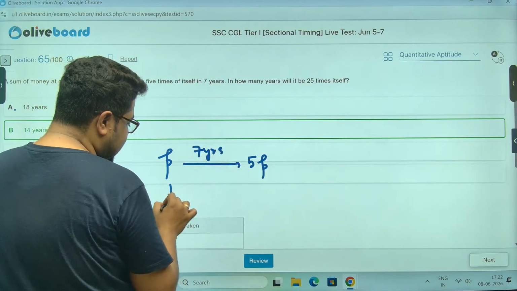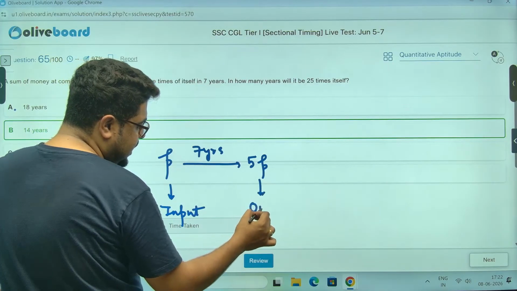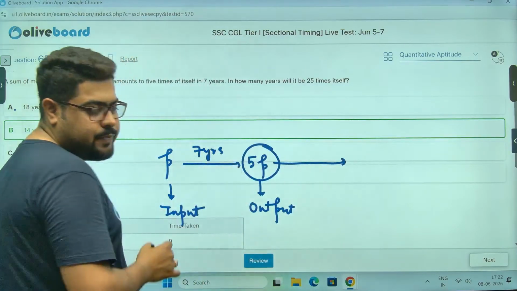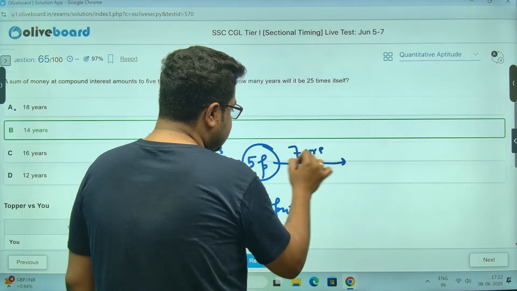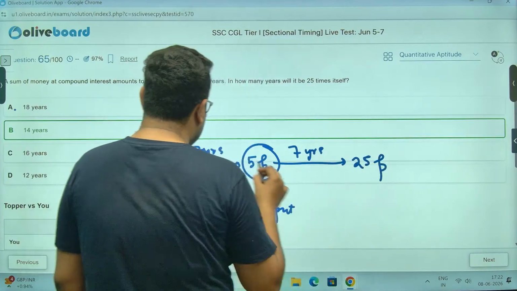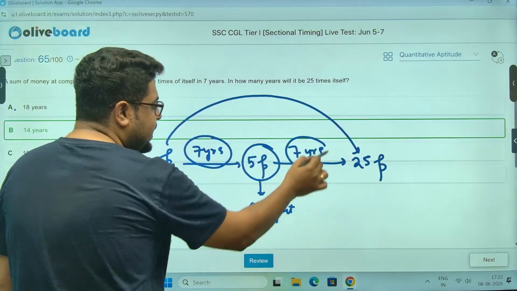So think like this: this is your input. You are putting it inside a machine and this is your output. Now let's make this your input again. After 7 years, this 5 will become 5 times, meaning 5 fives are 25P. So you see now P became 25 times. In how many years? 7 years here, 7 years here, 14 years.